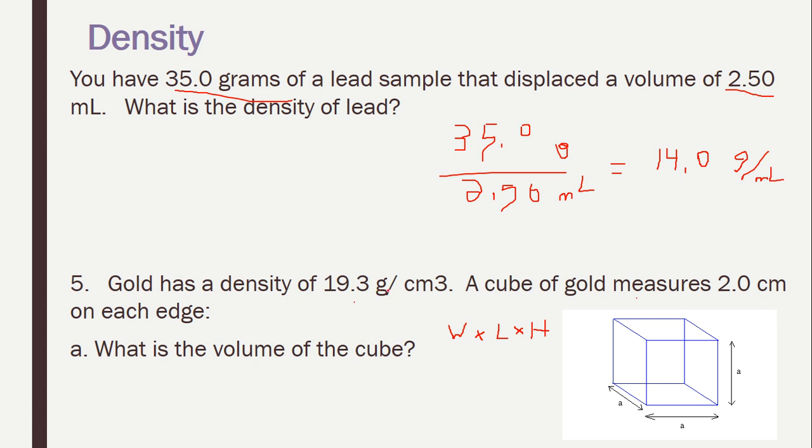So now gold has a density of 19.3 grams per centimeter cubed. A cube of gold measures 2 centimeters on each edge. What is the volume of the cube? So the volume will equal the length times the width times the height. So that's 2 centimeters by 2 centimeters by 2 centimeters. Since it's a cube, they're all the same. And that comes out to be 2 times 2 is 4, times 2 is 8, which is 8 centimeters cubed is your answer for the volume. And now with that volume, you can figure things out. All right, 8 centimeters cubed, because it's length times width times height.